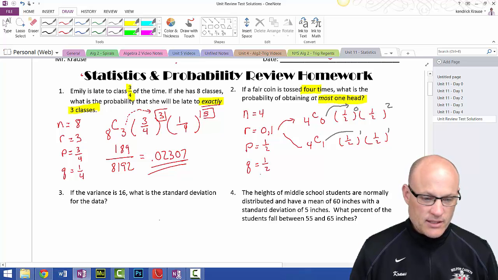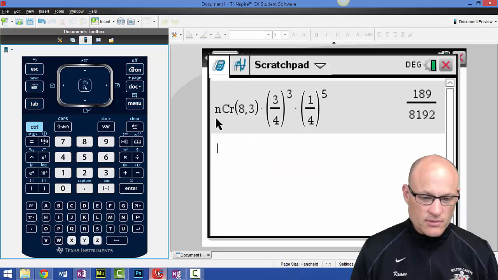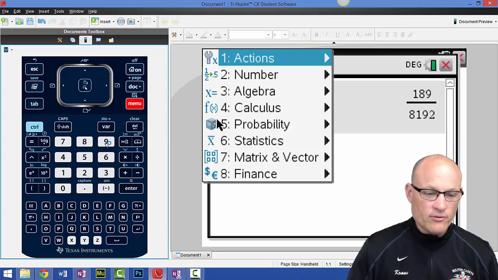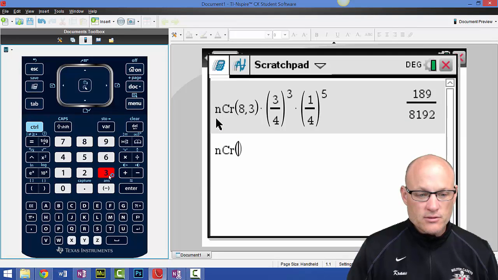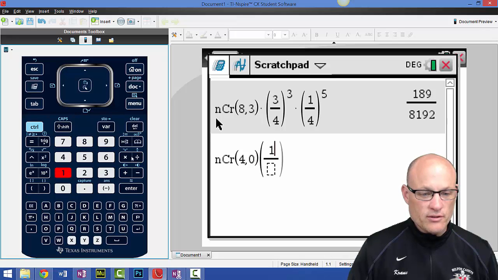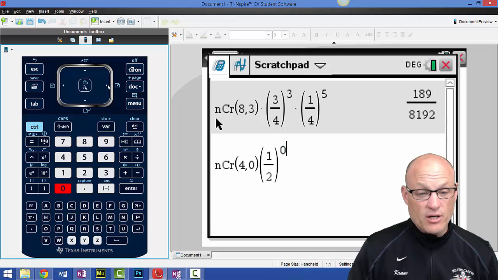So I'll come over to my calculator. There we go. I'll do menu 5, 3. 4C0. I totally forgot what was there. 4, 0. Parenthesis, control, division, 1 over 2 to the 0 power. Did I need to put that 0 power? No. But I'm going to use this on my next one, so I might as well. 1 over 2 to the 2 power.